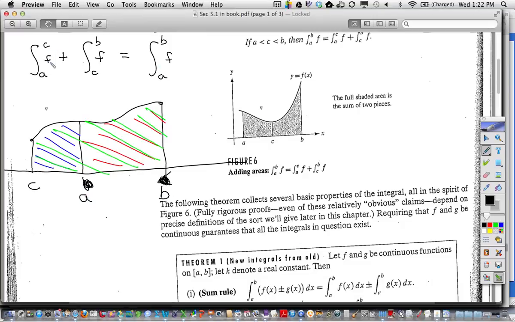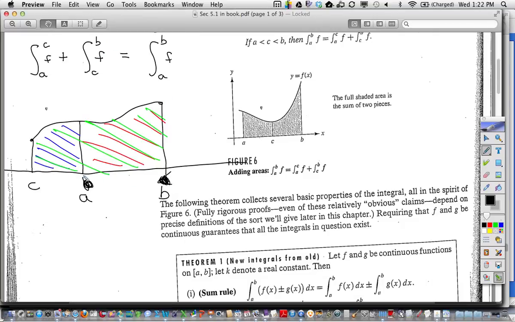Okay. So now, what about the area from A to C? The blue area would be negative, right? Because we're going backwards, right? A to C, that's backwards. So that blue area would be negative. I don't know what it is, -7, whatever. What about the area from C to B?